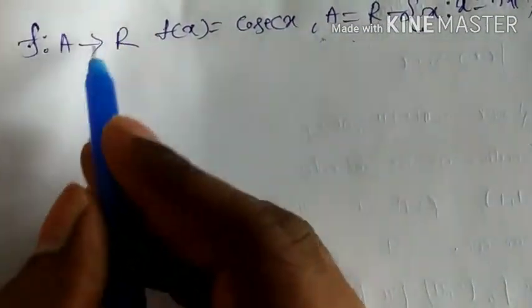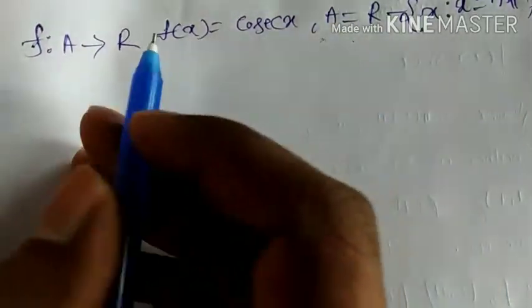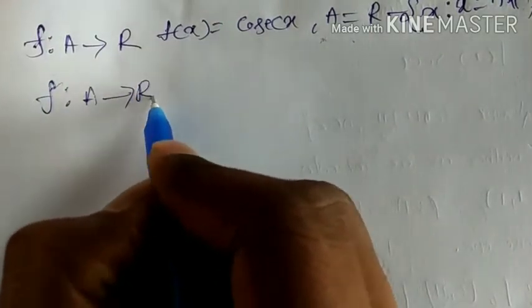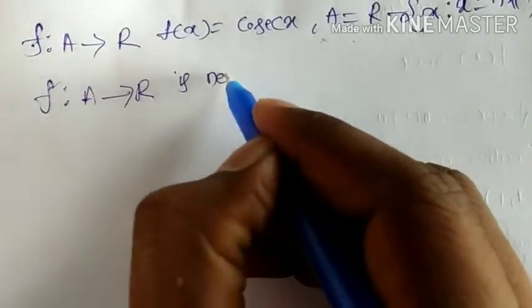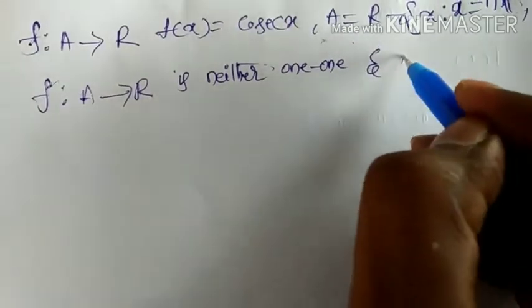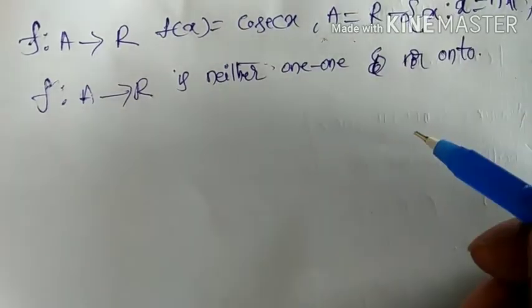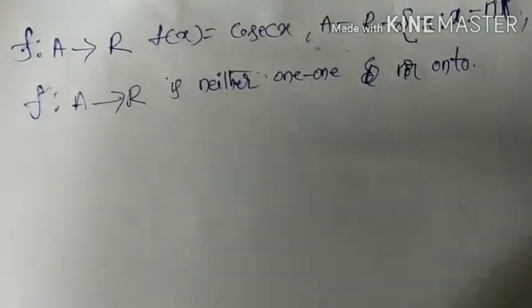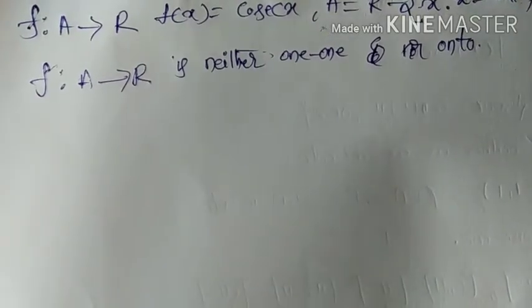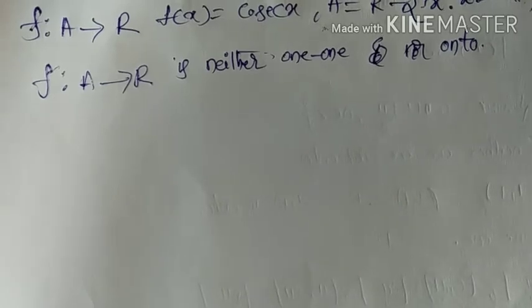So the cosecant function is defined, but the function f: A to R is neither one-one nor onto, because the values of the cosecant function are repeated after certain intervals. So that's why the cosecant function is neither one-one nor onto, right?